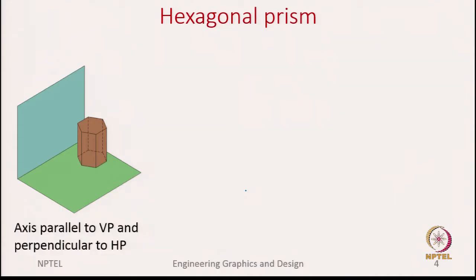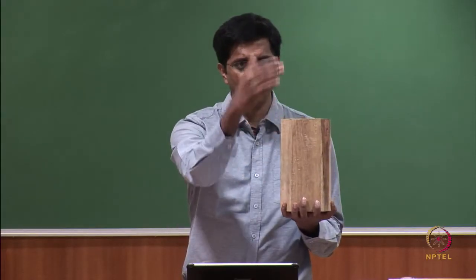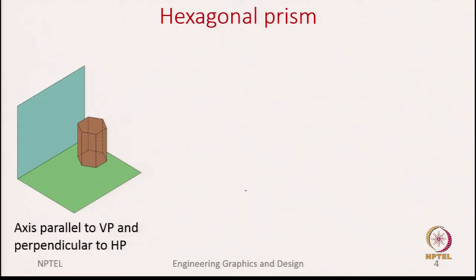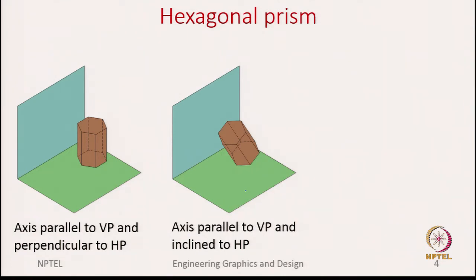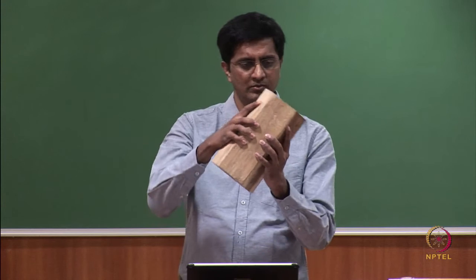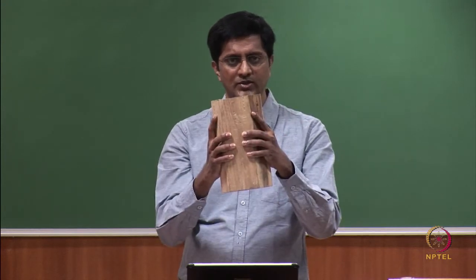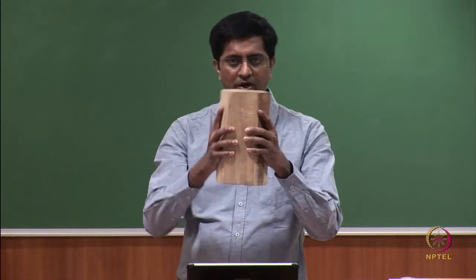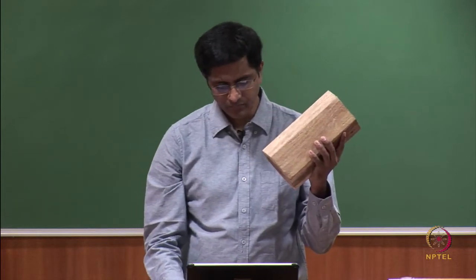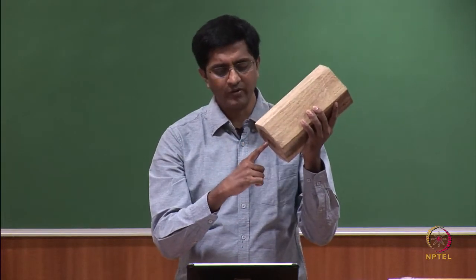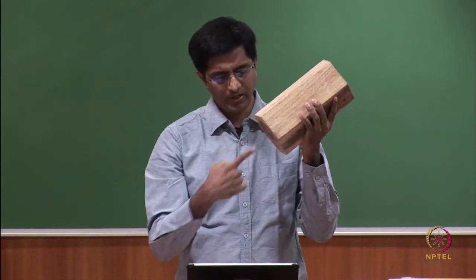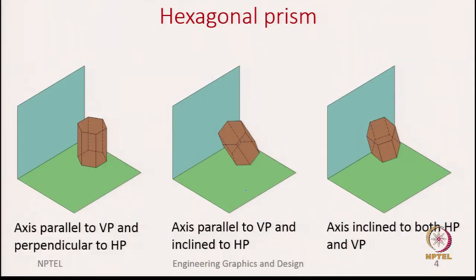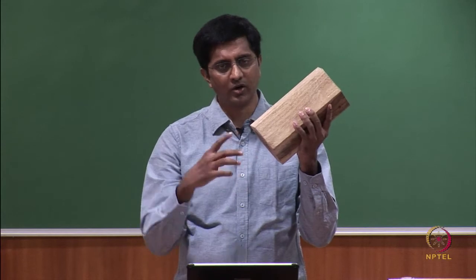And of course, the axis is parallel to the vertical plane and this axis is perpendicular to the horizontal plane. Okay. So, in the next step, I am saying that I will tilt this hexagonal prism by an angle. So, as you can see, this rotation is becoming parallel to the vertical plane before and after. Okay. So, now what happened to the axis? Now, we have an axis parallel to the vertical plane, but at an angle with the horizontal plane.